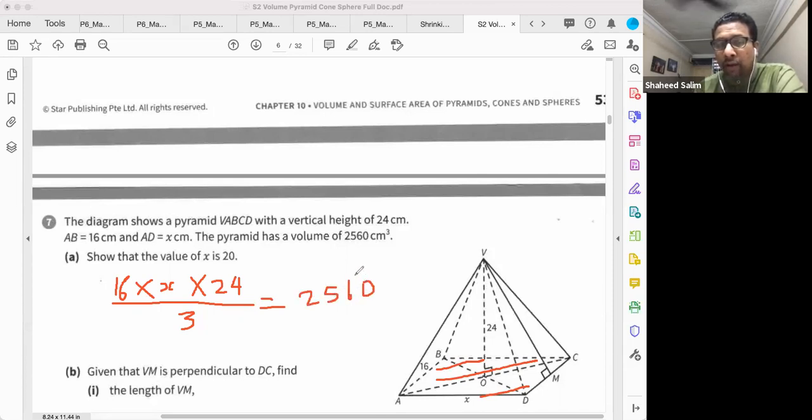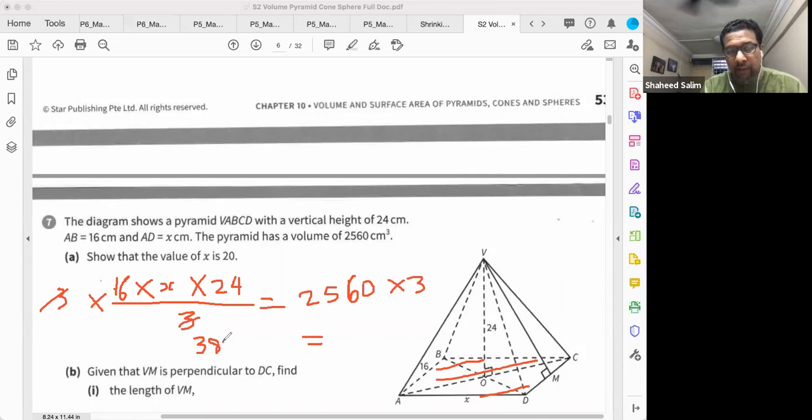2560. Now, remember what we have learned last time? How to manipulate. So now we times this by 3. Cancel, cancel. You must also times this by 3. So you get 16 times 24. How much is it? 384x is equal to 2560 times 3. You get 7680. Then you find x, 7680 divided by 384, you get x equals 20.